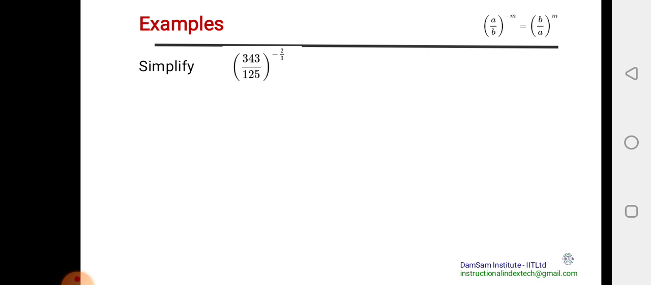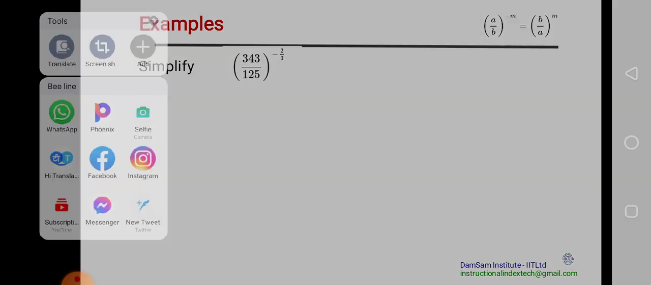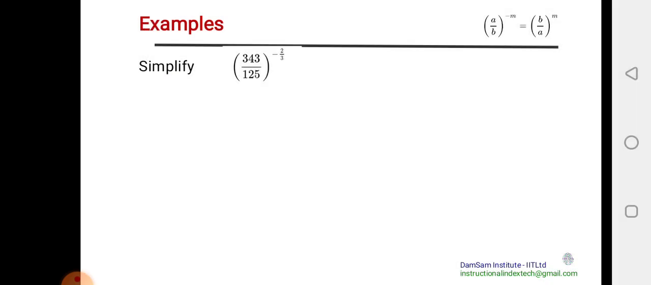Something like this: a over b all raised to power negative m can equally be expressed as b over a all raised to power m. Please take note of this. There is a reciprocal. The reciprocal of that fraction is being used. Meanwhile, it has removed the negative index. So that is the change that we need to study here. The same thing, we're going to apply it to this example.